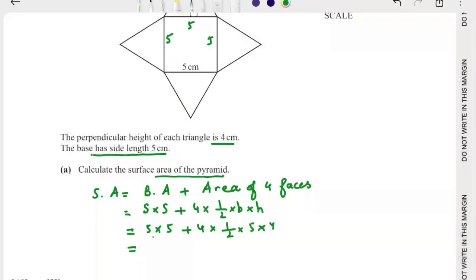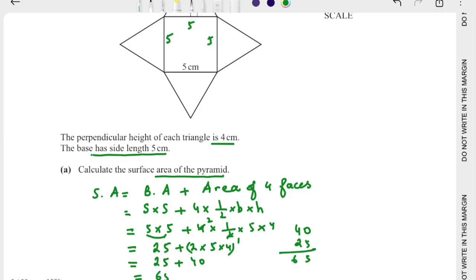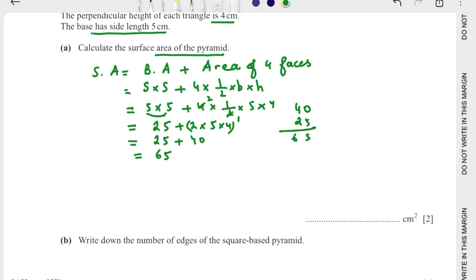So let us simplify them. 5 times 5, 25, plus 2 times 1, 2 times 2. So 2 times 5 times 4. It will be 25 plus 2 5s are 10, 10 4s are 40. So 40 plus 25 is equal to 65. So this is the answer.